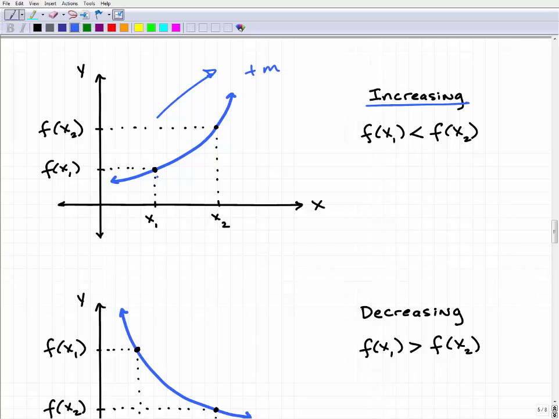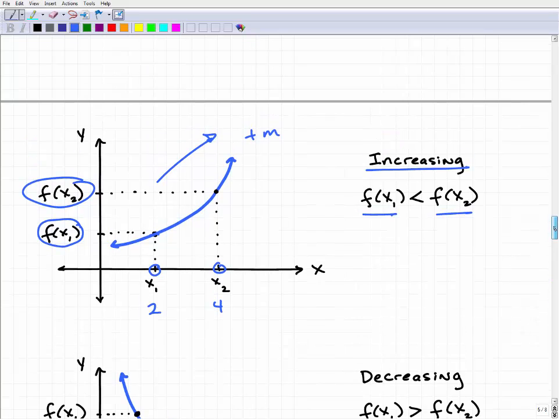Now, by the definition, you can see here x sub 1 is less than x sub 2. Let's give these some values. Let's say this is 2, and this is 4. When I plug 2 into my function, this is the x value, and I get the y value here. You can see that when I plug in x sub 1, that y value is less than when I plug in x sub 2. So when you have that scenario, let's go back up to the definition.